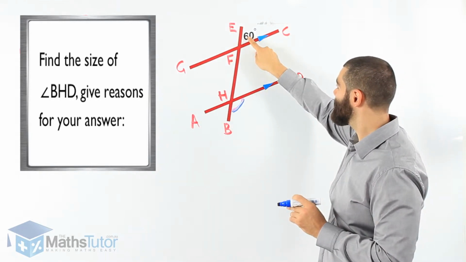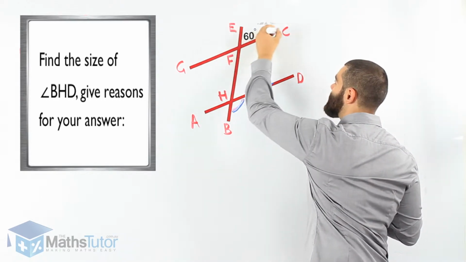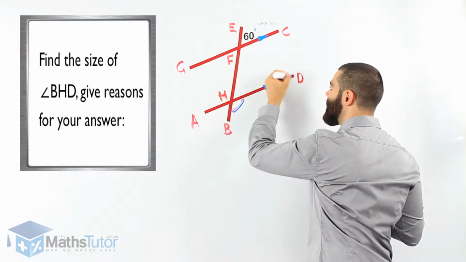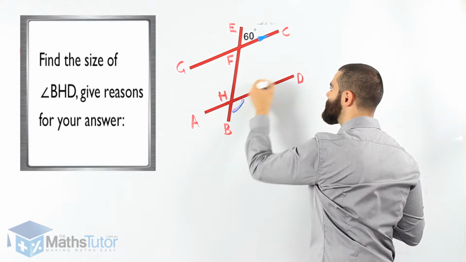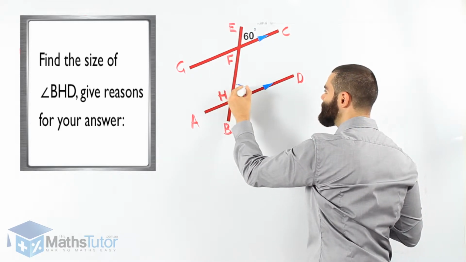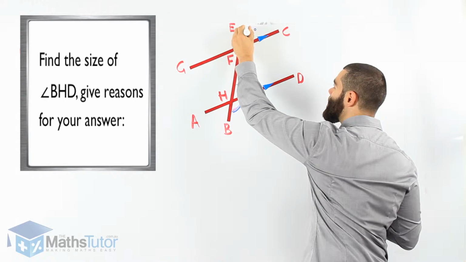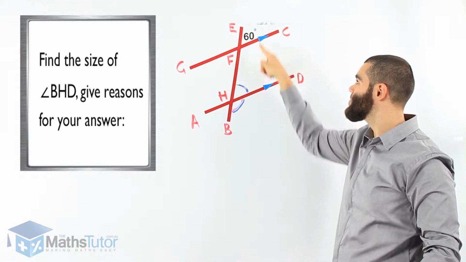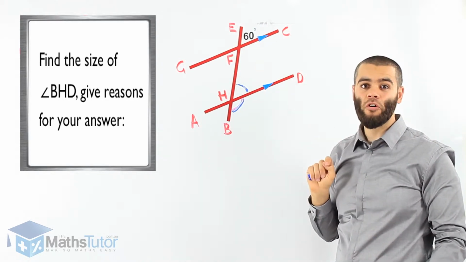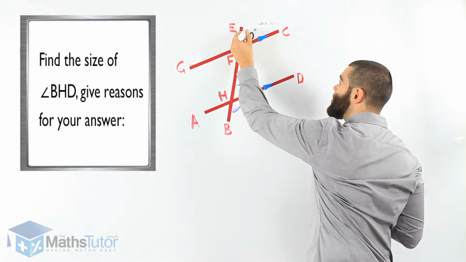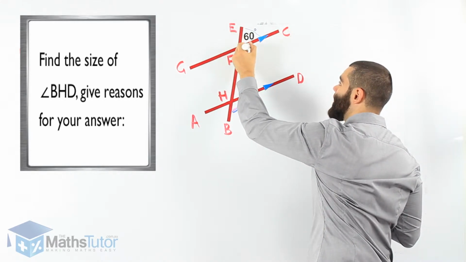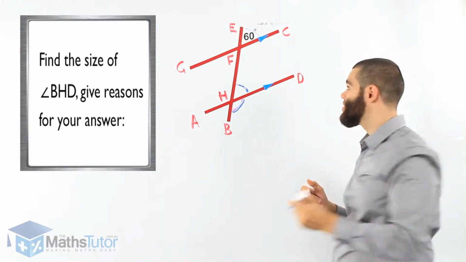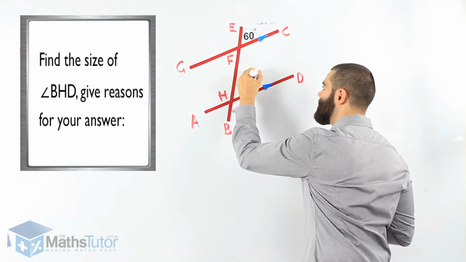We can see that this angle here, angle EFC, is corresponding to angle FHD. So FHD is this angle here, and that angle there. These are corresponding angles. Corresponding angles make an F-looking shape. You should already know what corresponding angles are. So this angle here and that angle there are corresponding. We know corresponding angles are equal. So that means this is going to be 60 degrees.